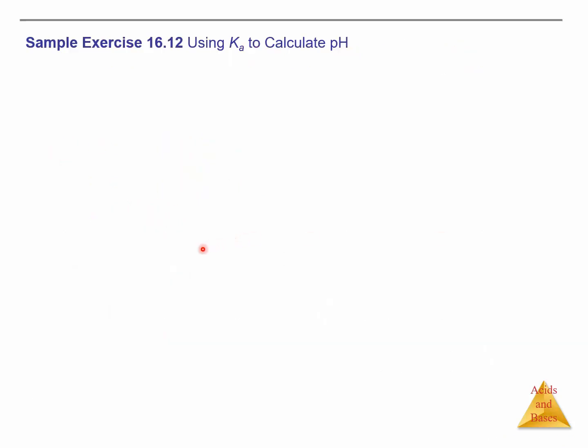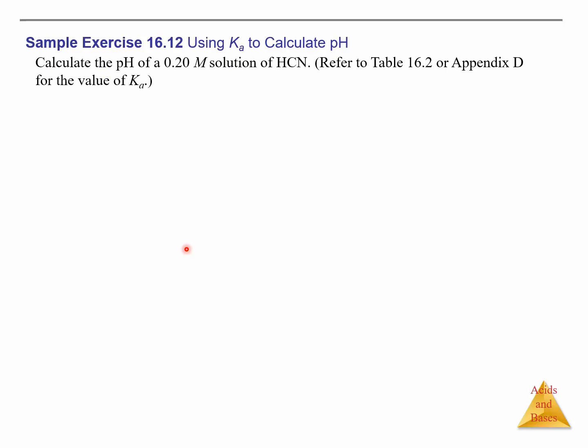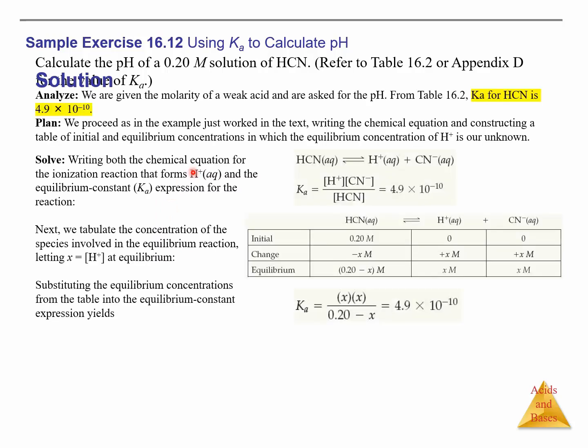Now let's see this sample exercise 12, using Ka to calculate pH. Calculate the pH of a 0.2 molar solution of HCN. We can determine the value of Ka or get it from appendix D, and Ka is equal to 4.9 times 10 to the minus 10.